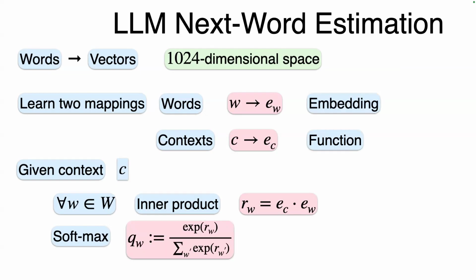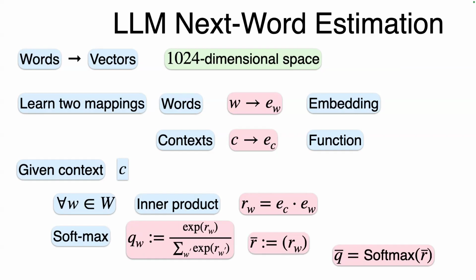So, this just normalizes. You take each RW, exponentiate it, and you want to make it into a distribution, so you divide by the sum. Okay, so that's how you predict the next word in current systems. And this will give you a vector Q bar.